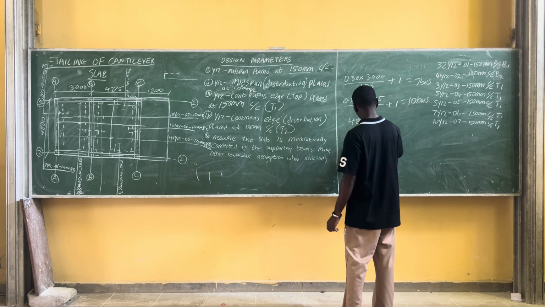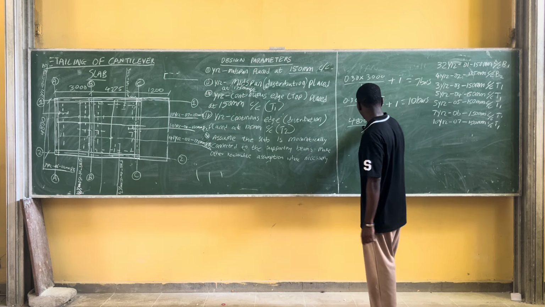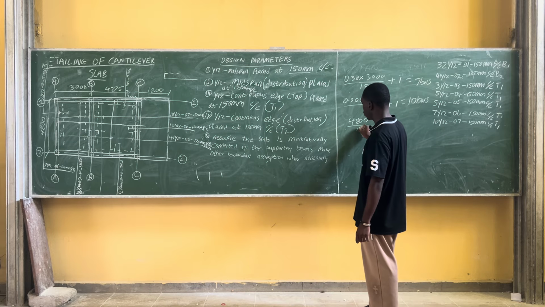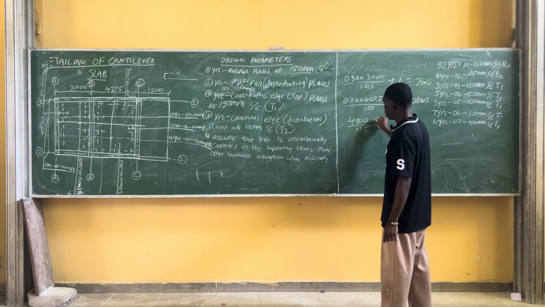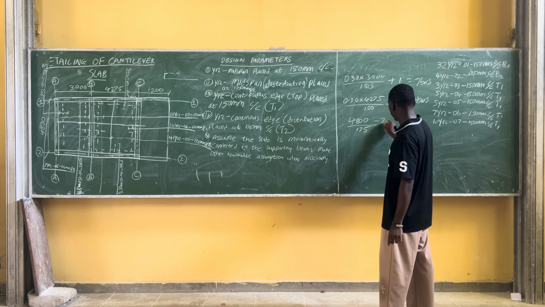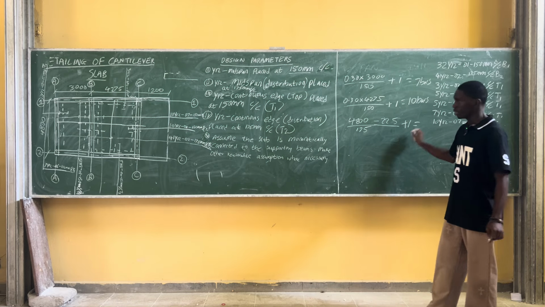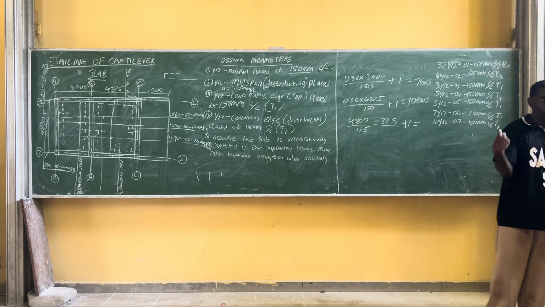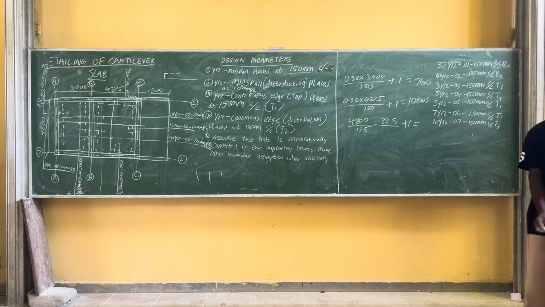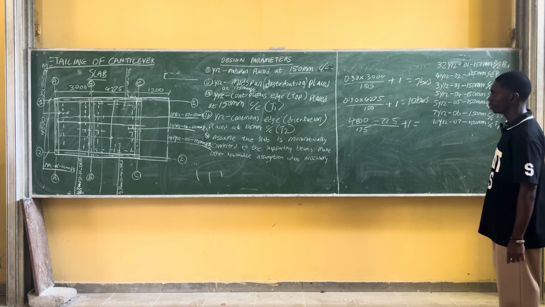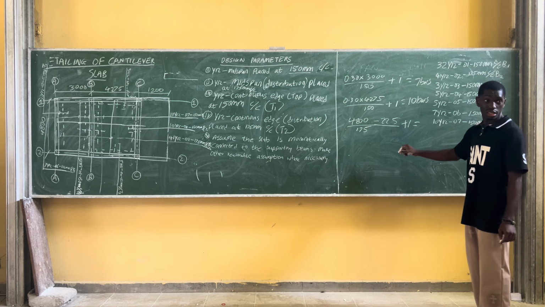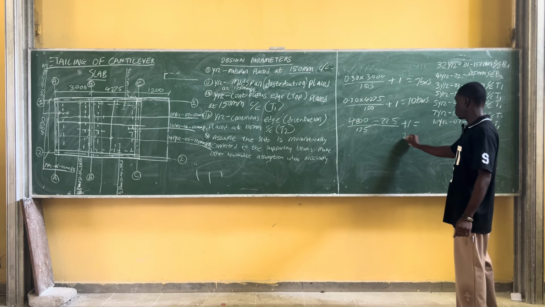48 divided by 175 minus our wall size 225 plus 1. What are we getting? Calculate. 27. 27 bars.